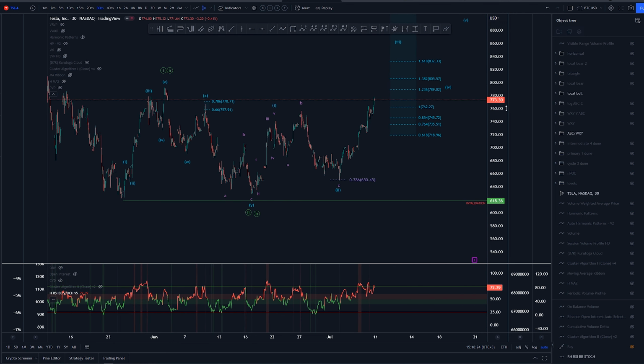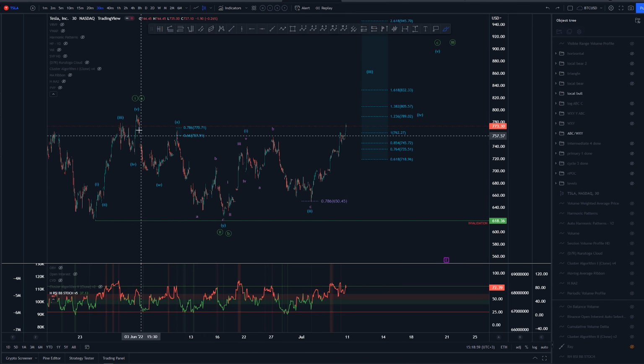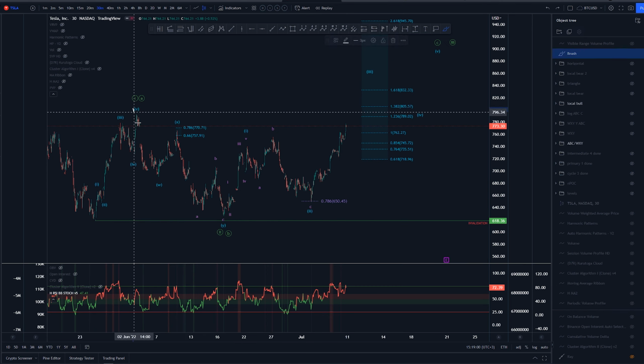Yeah, that is just one possibility. Then having a 1, 2, 3, 4, 5 into another 1, 2. So overall we have a 1, 2, 1, 2. Both of these are some kind of complex corrections, but again, we don't get beyond the start of wave 1 here, like we do here, which is a flat pattern.